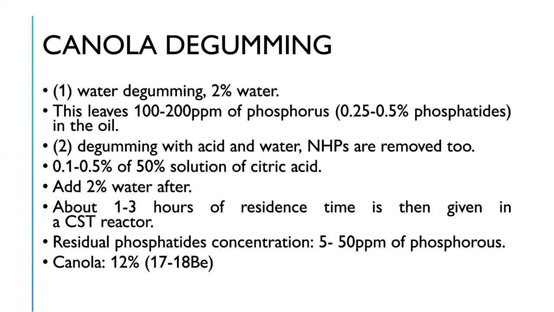So for canola, this is for alkali refining, you use 12%, which is 17 to 18.